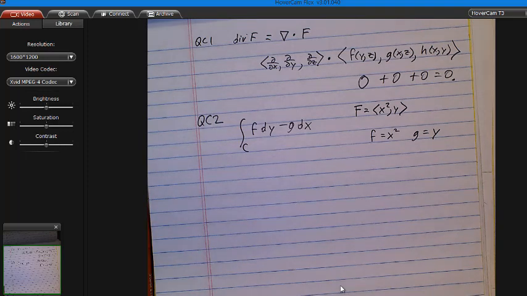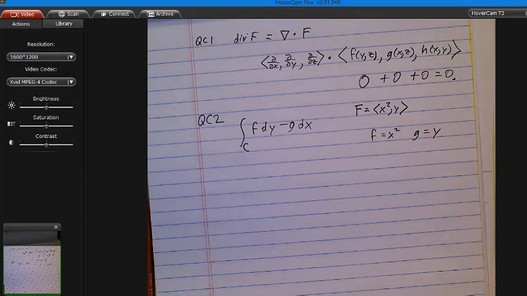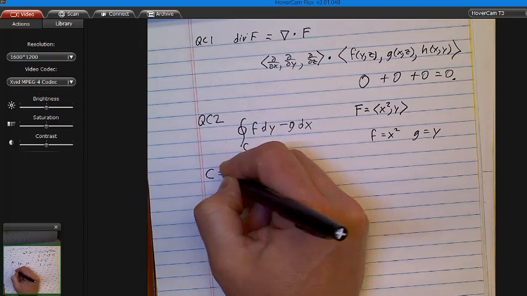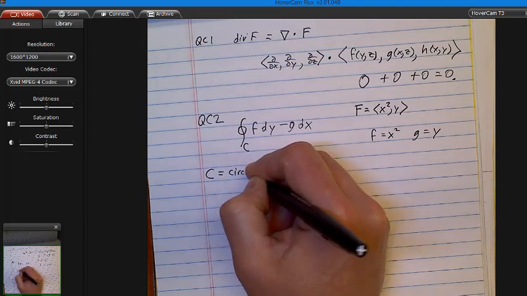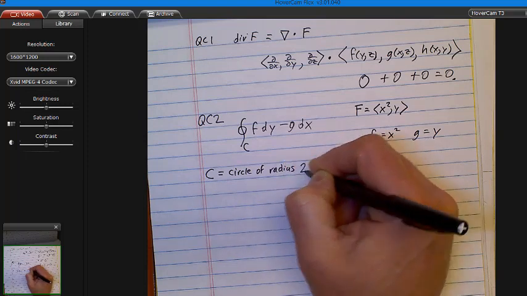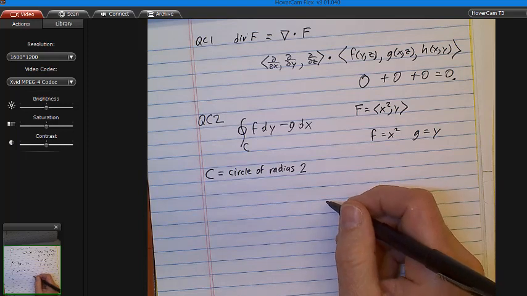Okay. And they say, hey, if you want to use Green's theorem here, do we have a closed curve? I better check. They tell me it's a circle? Oh, yeah, a circle of radius 2 centered at the origin. Okay, so we really do have this situation. C is a circle of radius 2. Can we parameterize it? How would you parameterize a circle of radius 2?